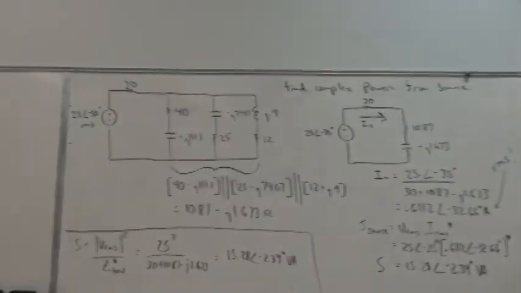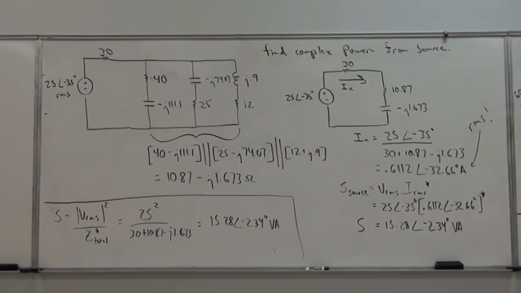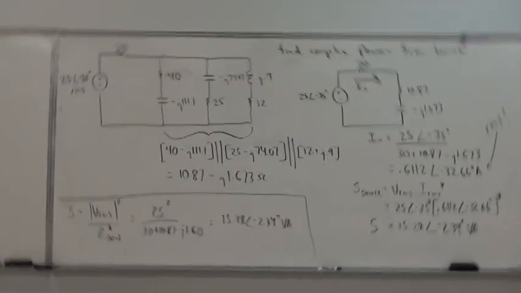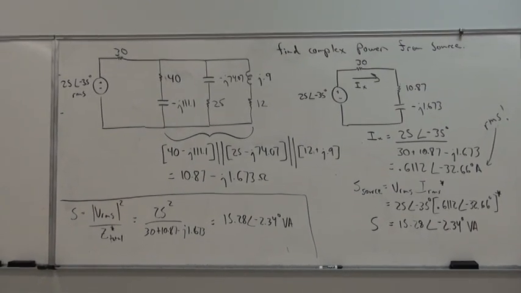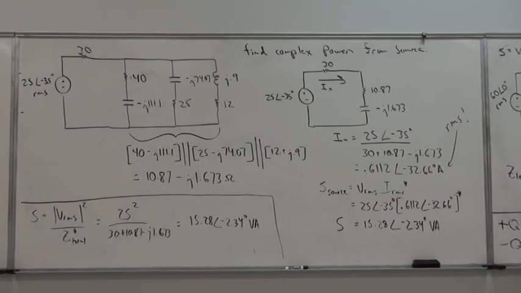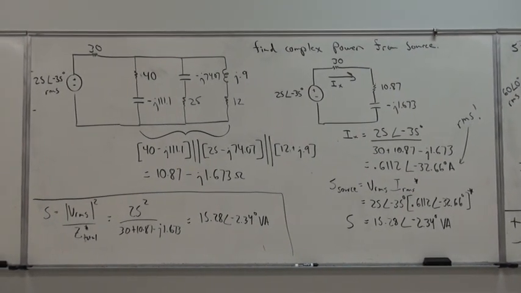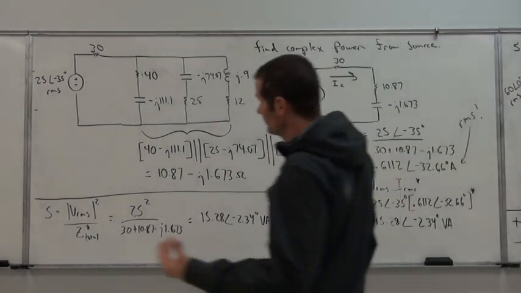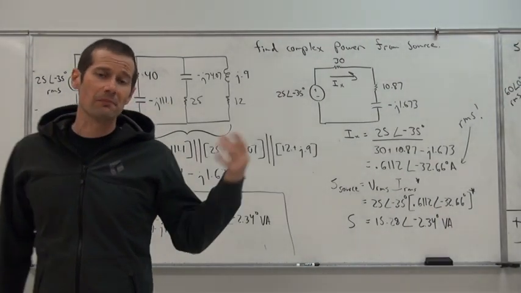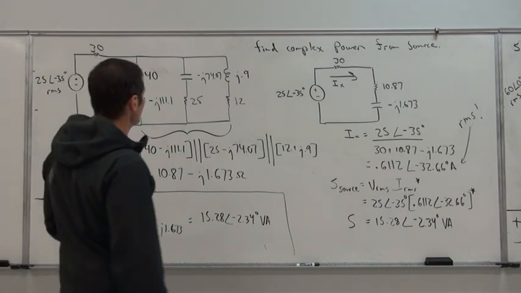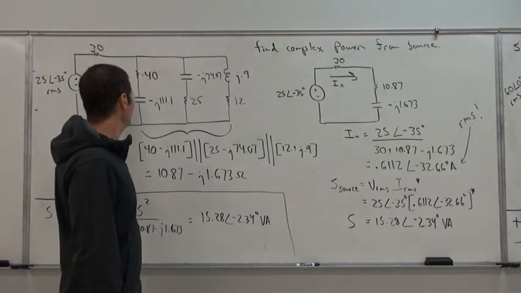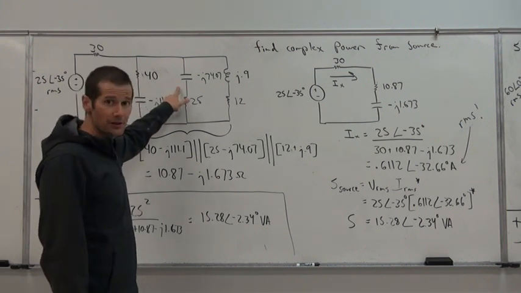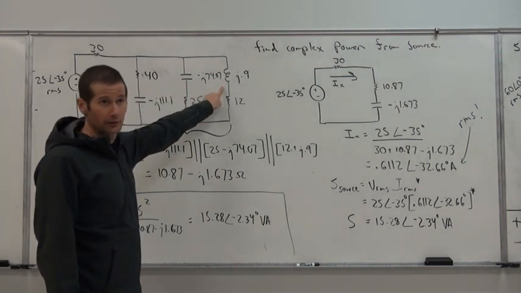All right. So, problem number 2. In this one, we're actually going to look for the complex power that's being supplied by the source. And so for this problem, we had 3 parallel branches in which we not only had capacitors in 2 of the branches, but also we had an inductor.